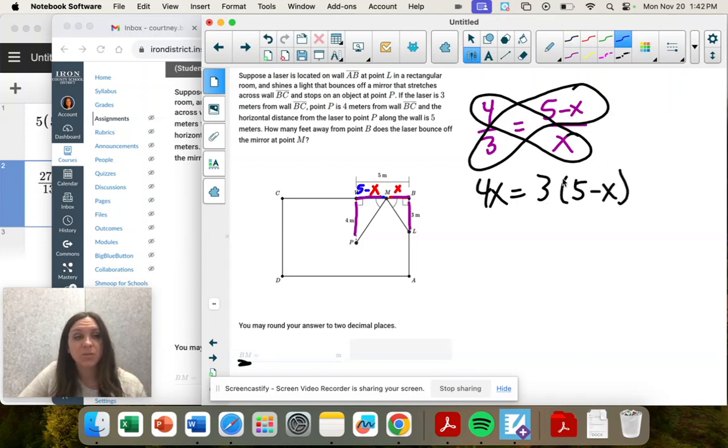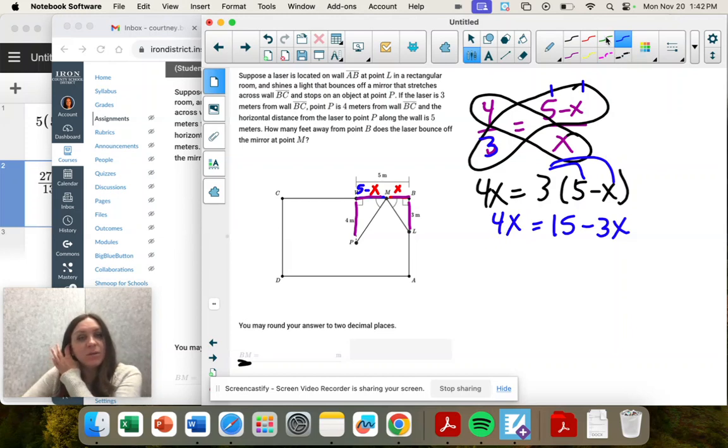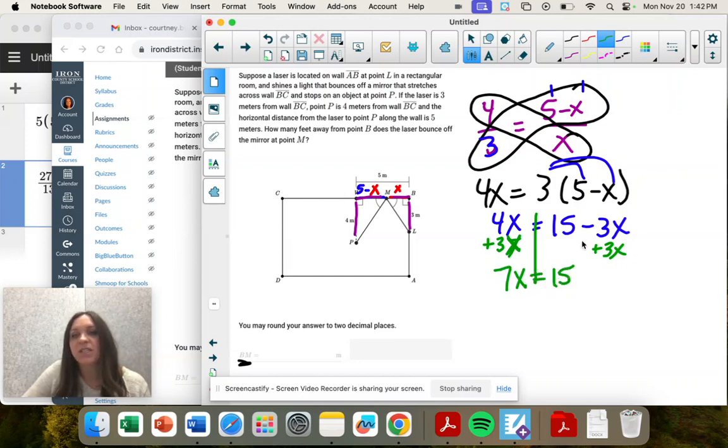And I want you to notice I put the 5 minus X in parentheses because this 3 has to go to both of them. So when I put it in parentheses, it's kind of like a reminder to be like, oh yeah, make sure that 3 gets distributed. So it's actually 15 minus 3x equals 4x. Now we're just going to solve. So add 3x to both sides. That gets me, oops, I wrote 7 because guess what the answer is? 7x equals 15. And then divide both sides by 7, and that's our answer.